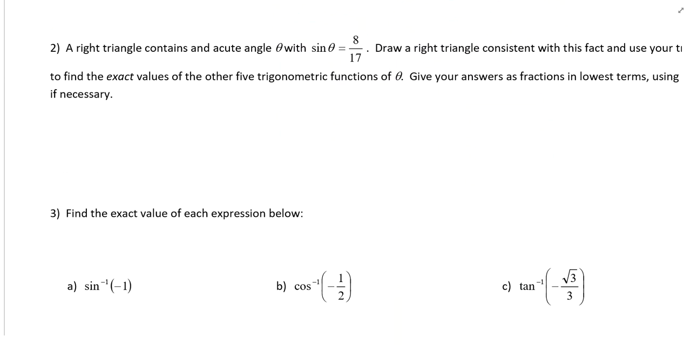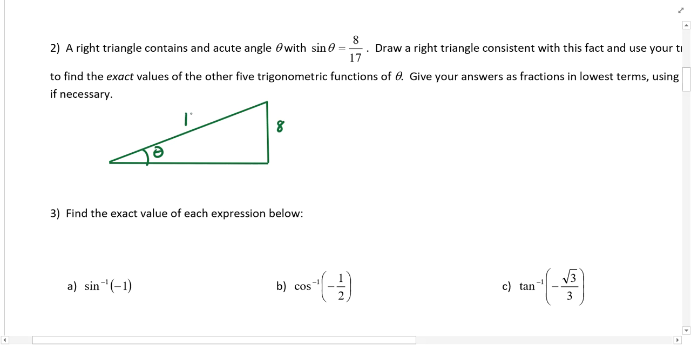Question 2 asks us to draw a right triangle with sine theta equals 8/17, and then find the remaining 5 trigonometric functions. So this question is real similar to the first one, except we are asking you to actually draw a triangle that fits this description. And this diagram does not have to be perfect, but it should be characteristically similar.